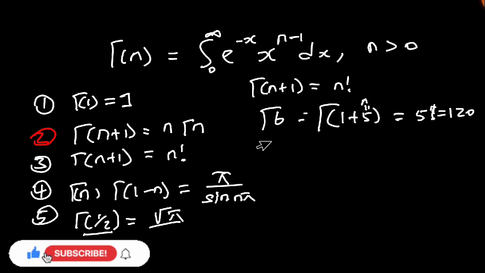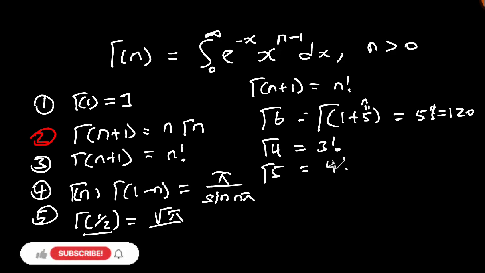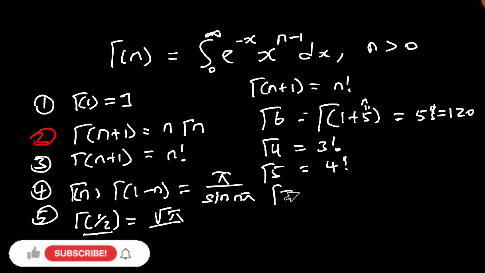Another example is gamma 4. So gamma 4 is simply going to be equal to 3 factorial. Gamma 5 is going to be equal to 4 factorial. Gamma 2 is going to be equal to 1 factorial. Just take away 1 from what you are given and then find the factorial.